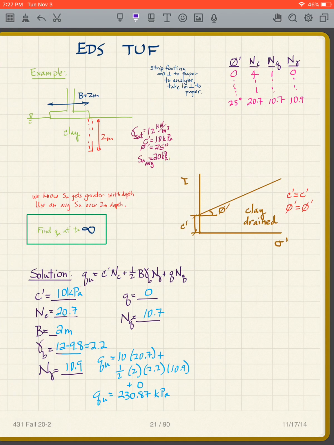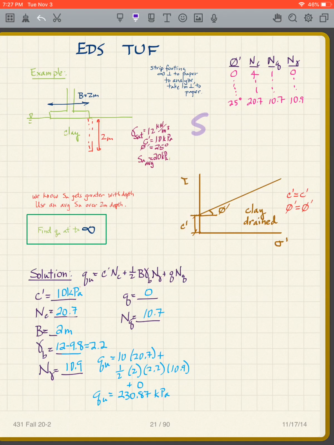Okay, let's do the same problem, except that it's going to be at t equals infinity. So I should write this out. Same problem, but t equals infinity. So in other words, I want to know what is going to be the bearing capacity, 50 years from now or something like that.